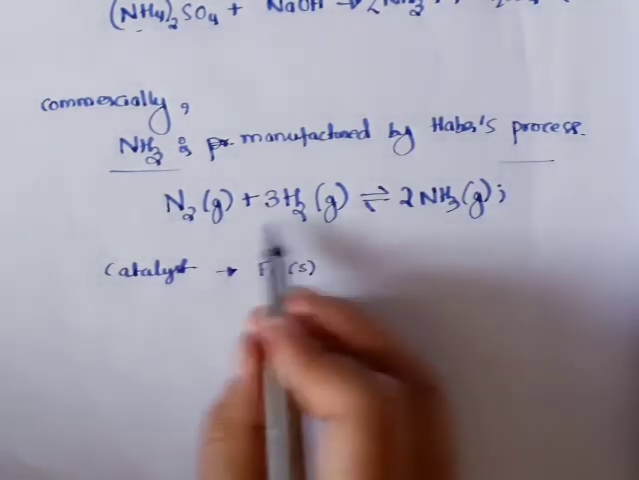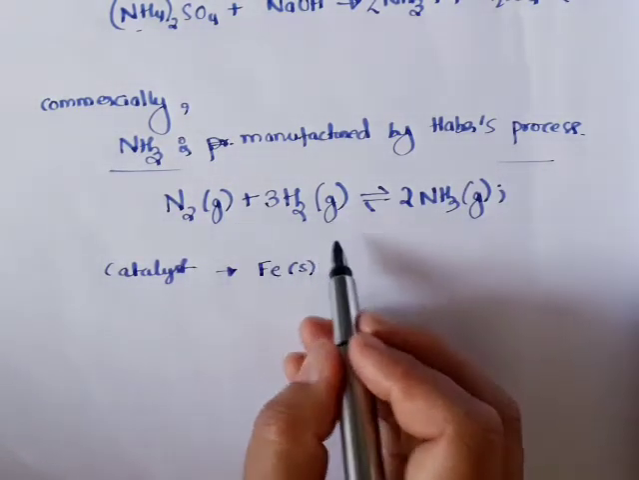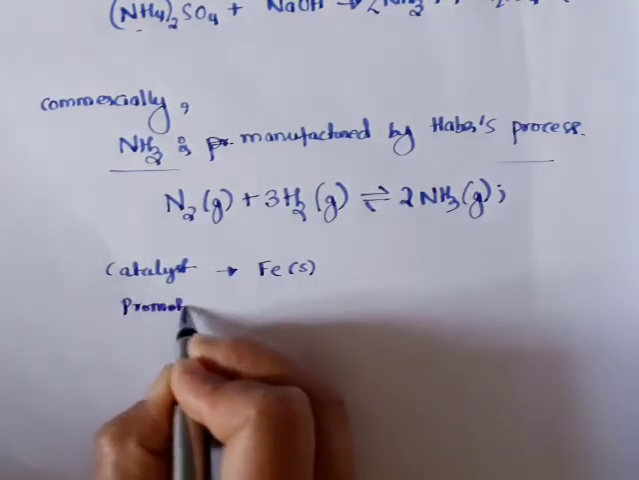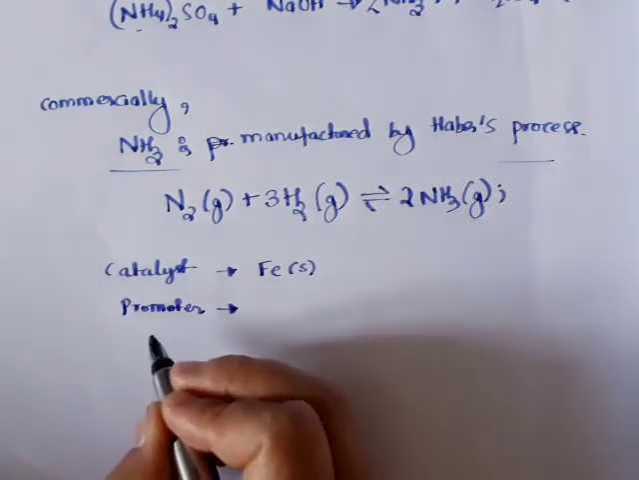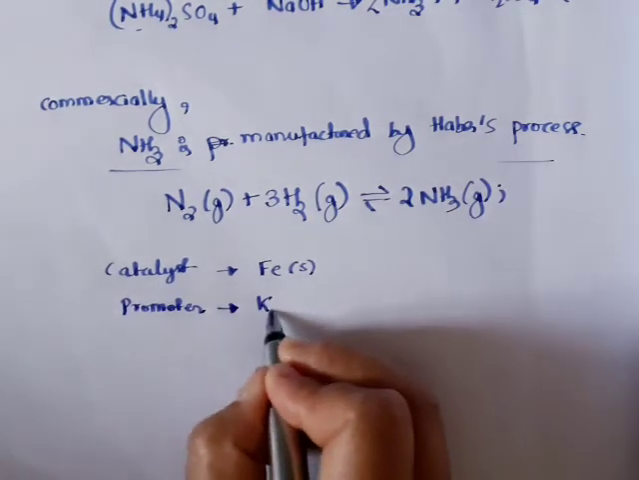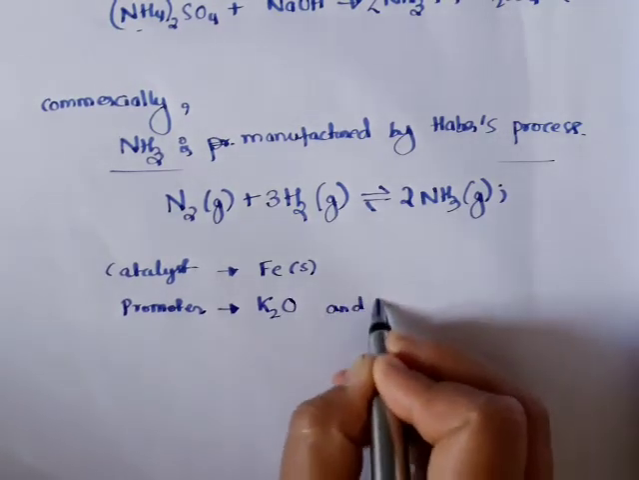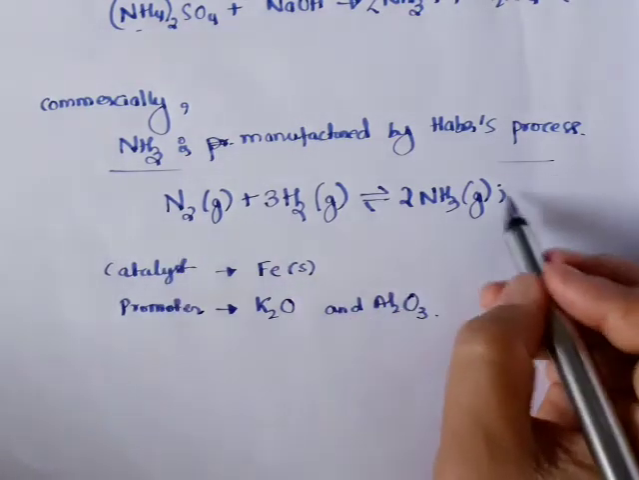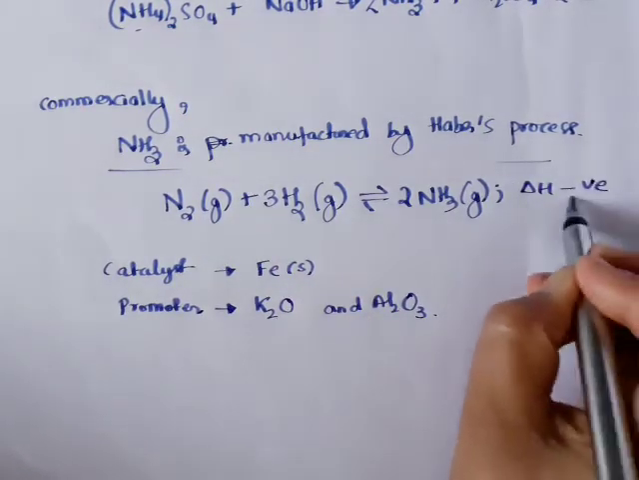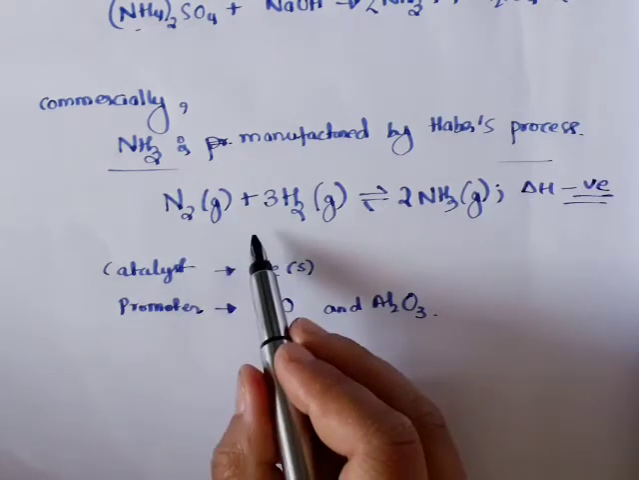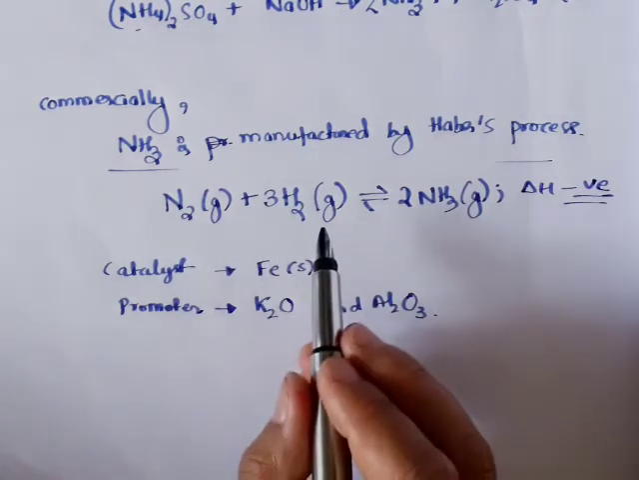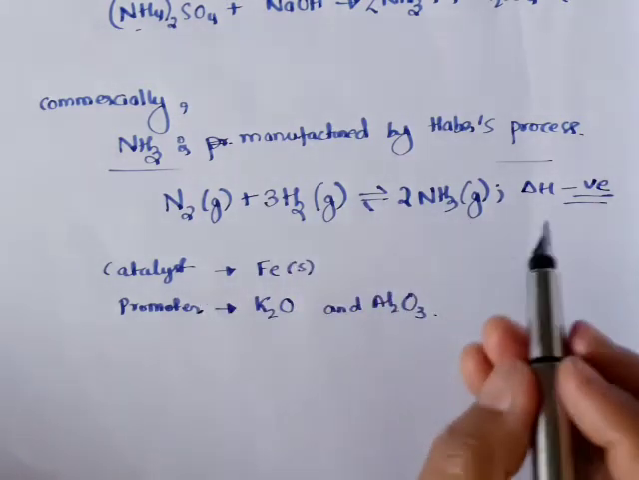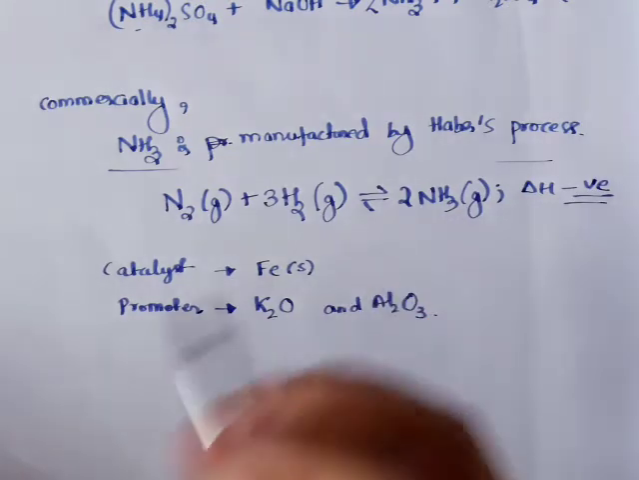So for this reason, this is a heterogeneous catalysis reaction, right? Then here we use a promoter, which increases the activity of the catalyst, like potassium oxide and aluminium oxide. And the reaction is exothermic. Now according to Le Chatelier's principle, with increase in pressure, the rate of forward reaction will also increase, or the formation of ammonia becomes favorable.